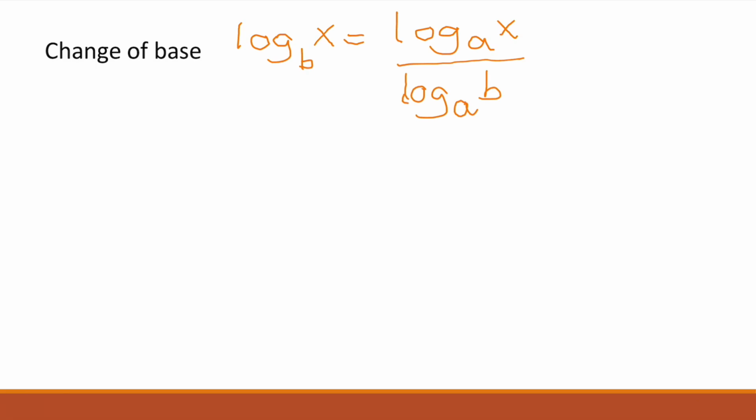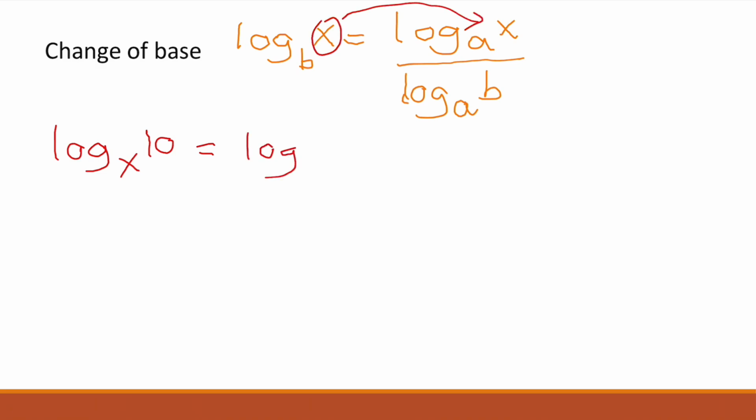I'll show an example. If I have log base x of 10, I can write this as log, again, the number which is on the top goes to the top, and the number which is in the base goes in the denominator. So this would be log 10 upon log x. Now what should I choose my base to get a more simplified version? I could take log base 2, I could take log base x, I could take log base 20, but the most efficient one over here would be taking log base 10.